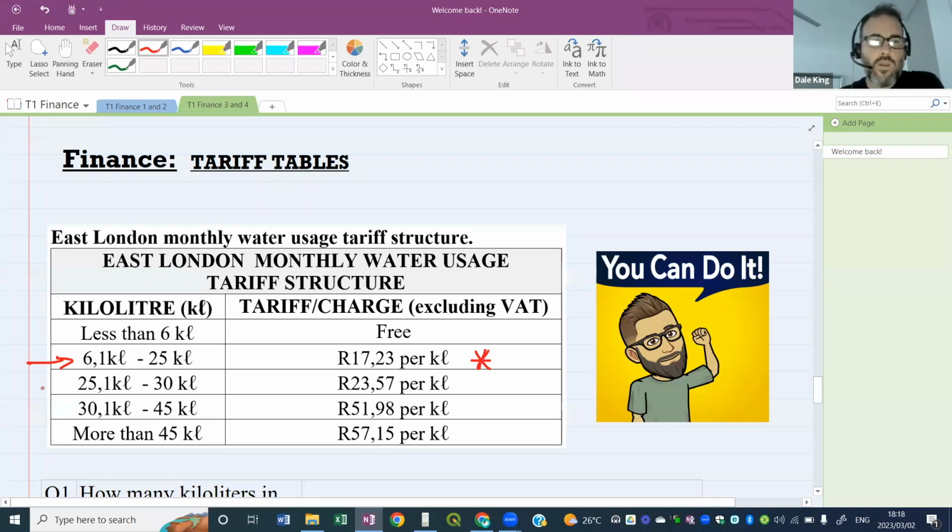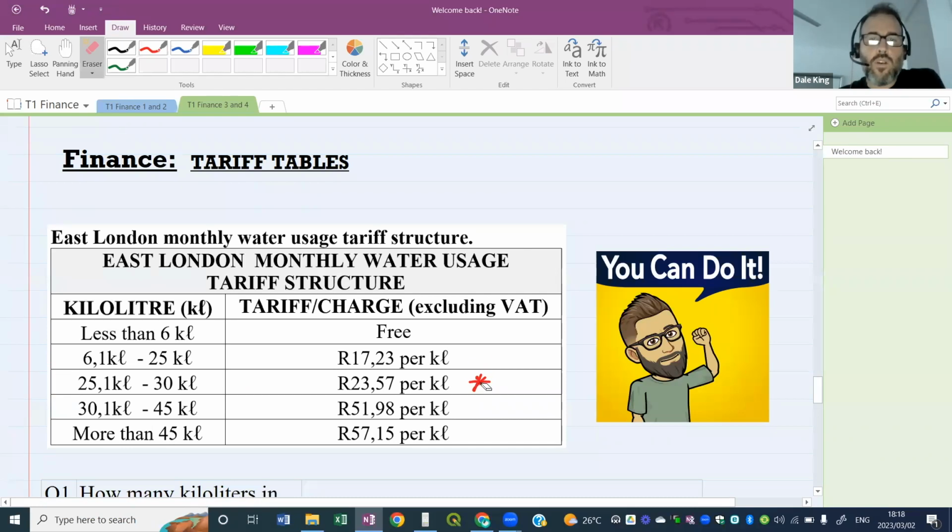Then we go into the second one. If you use water from 25.1 kiloliters to 30 kiloliters in 1 month, you're going to get charged at a new rate for water in that bracket. And it's going to make sense as we go on.